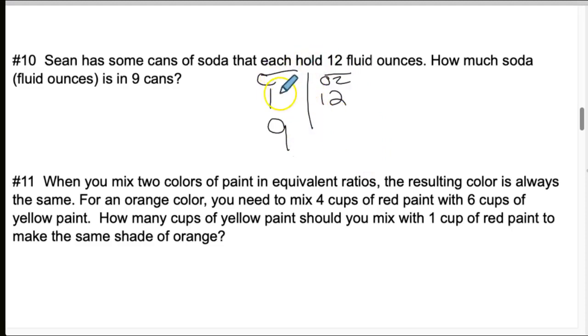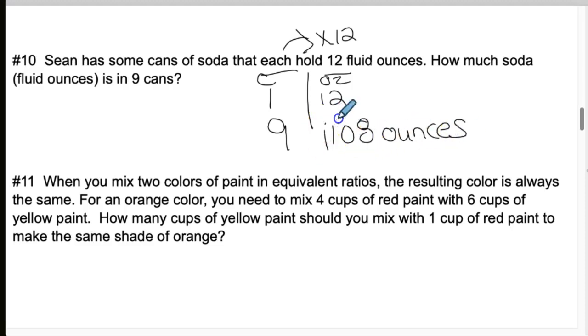Find the constant. 1 times something gets me 12. So if I'm going this way, I'm multiplying. 1 times 12 is 12, so 9 times 12 is 108 ounces. That would be how much soda 9 cans of soda would hold.